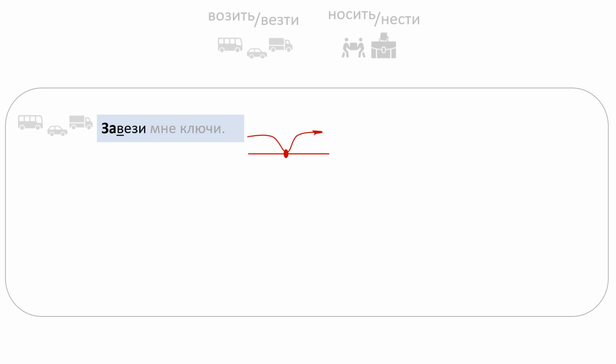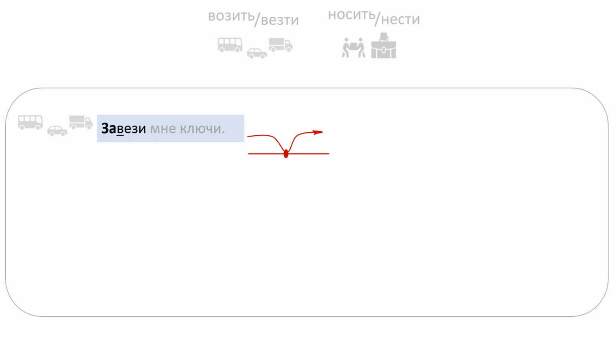We use возить, везти when transportation is used or necessary. So завези мне ключи means that transportation will be used to pass by and drop off the keys. Maybe the person who is being asked lives far away, or maybe they're already driving, already on the way somewhere else and are expected to stop by to deliver the keys.